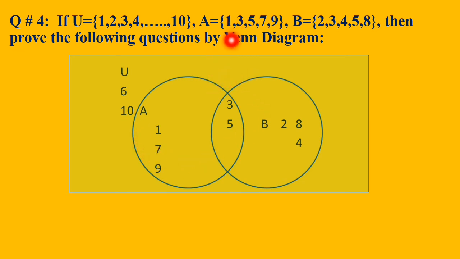And students, you can see that here are some numbers that are common. You can see that 3 and 5 are common to both sets. So 3 and 5 will be written in the overlapping area, while the remaining elements of set A, which are 1, 7 and 9, will be written in the area of set A, while the remaining elements of set B, which are 2, 4 and 8, will be written in the region of set B.